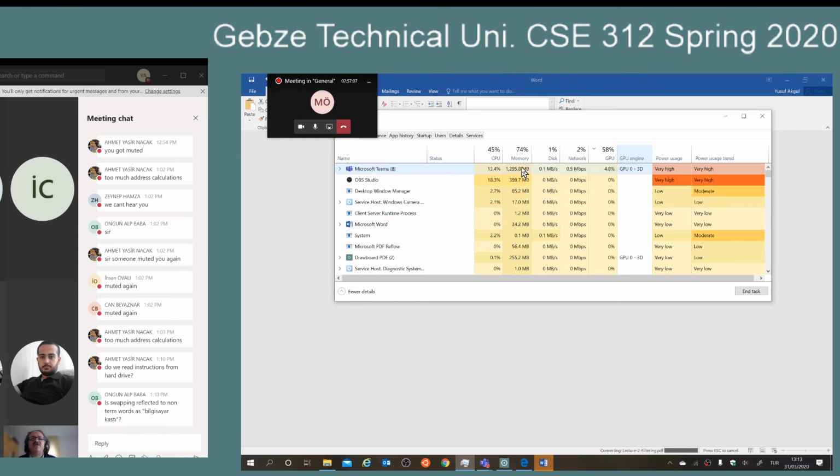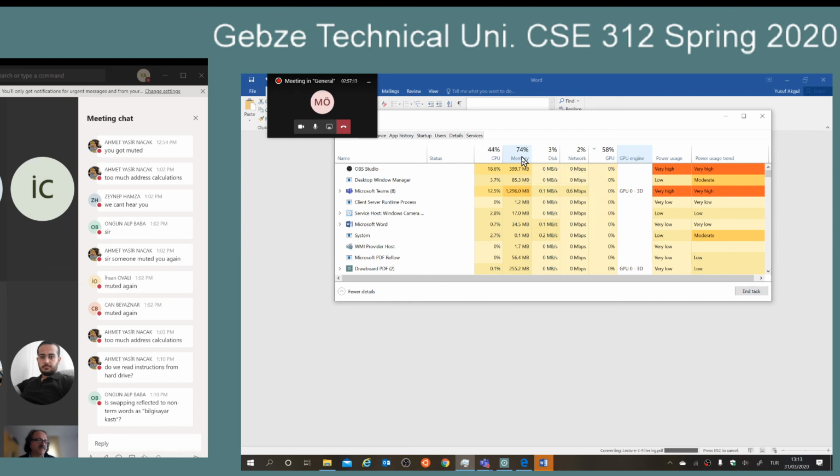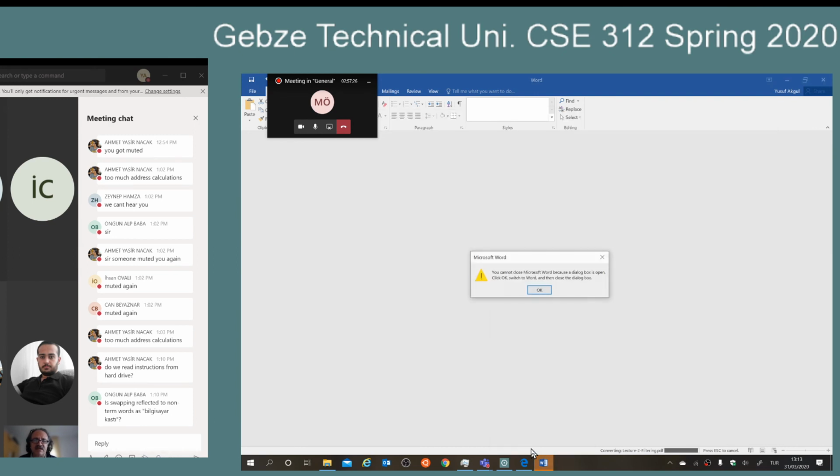But if I don't have this 20% memory available, then I would have some bilgisayar kastı problems. But really, the definition of bilgisayar kastı maybe comes later when we talk about thrashing. Okay, thrashing is maybe the better term for bilgisayar kastı.